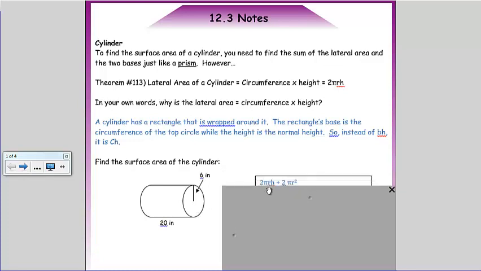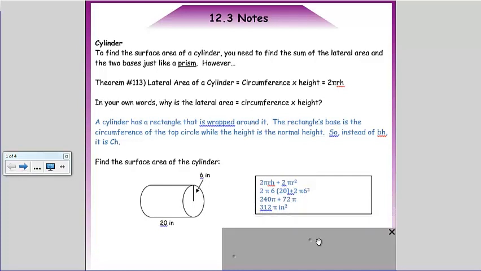So we got 2 pi r h plus our two circles, 2 pi r squared. And at this point it's just plugging into the correct spot and following our algebra that we've been practicing for a while. As we work our way through, we then combine our like terms. We're going to try and leave an exact answer because it doesn't say. So 312 pi inches squared. So that would be the surface area of a cylinder.